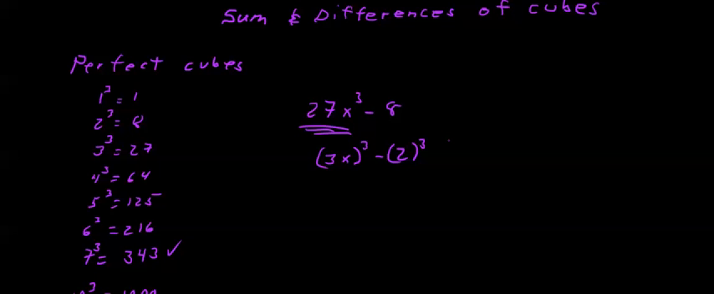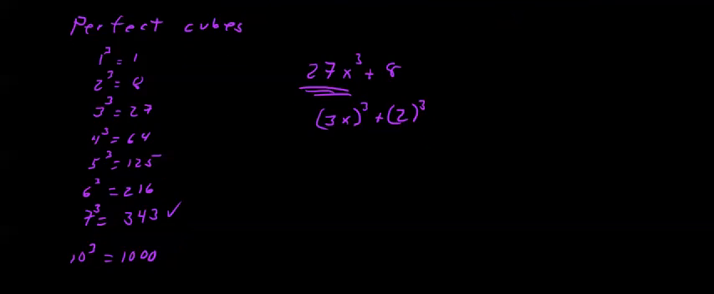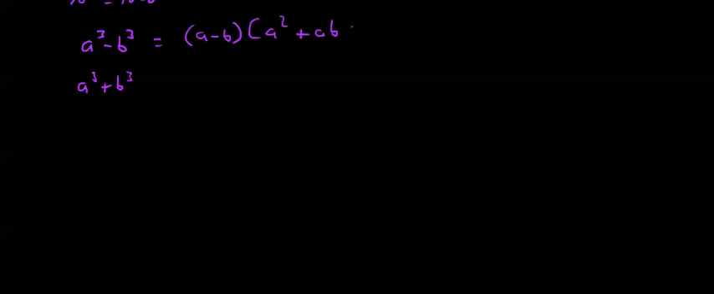We're going to have a formula for sum or difference of perfect cubes. The formula, which is very simple but must be memorized, is always given as a cubed minus b cubed, or a cubed plus b cubed. And it's very simple. Quantity a minus b times the quantity a squared plus ab plus b squared.